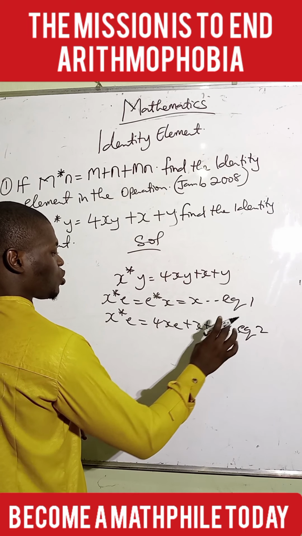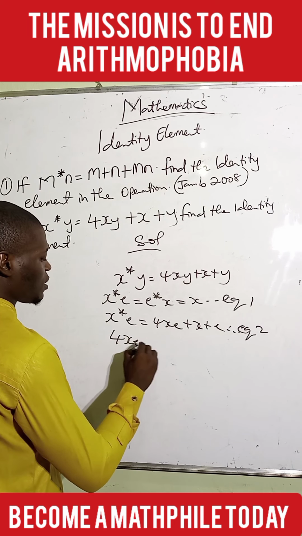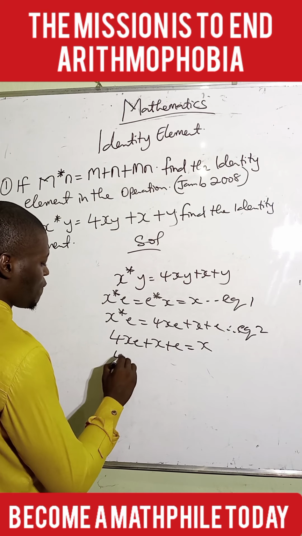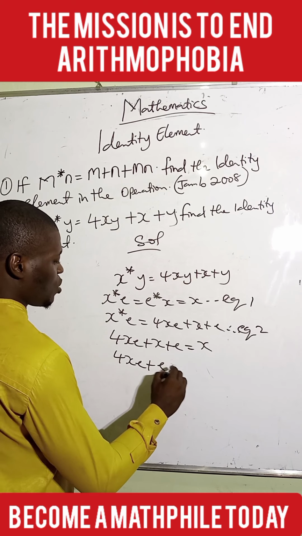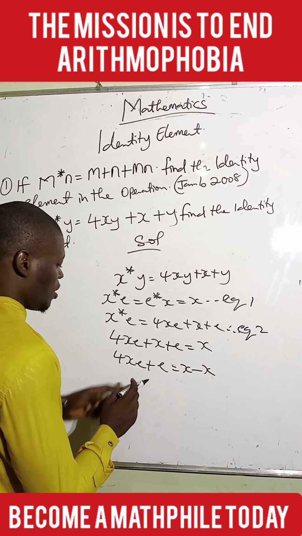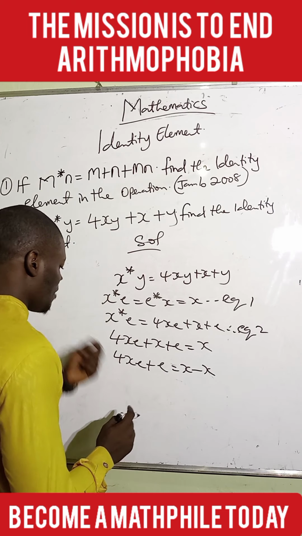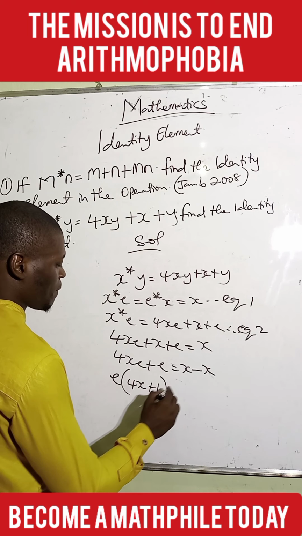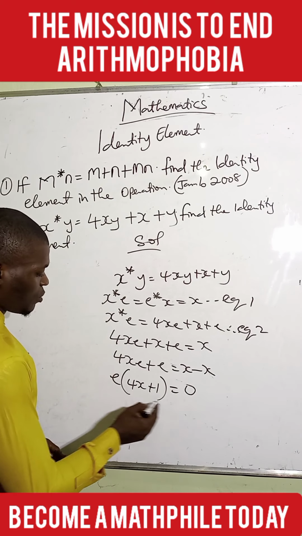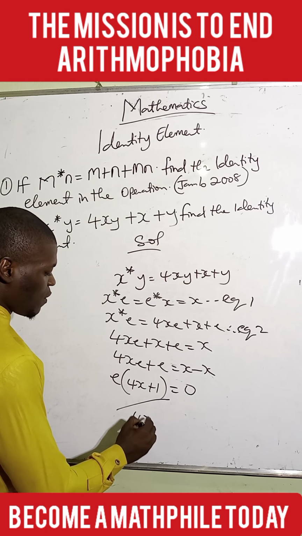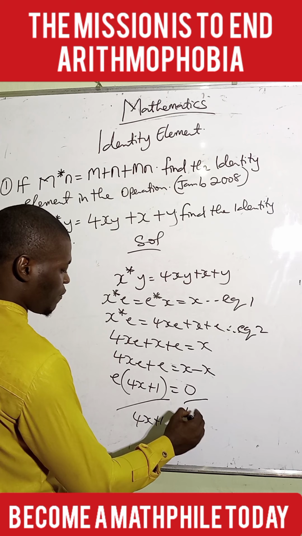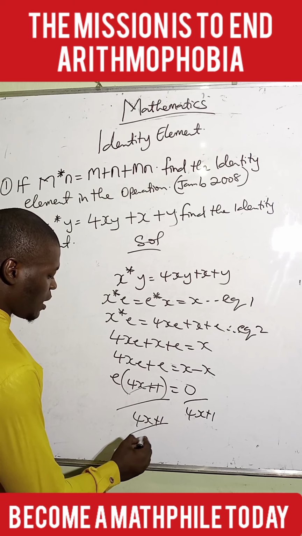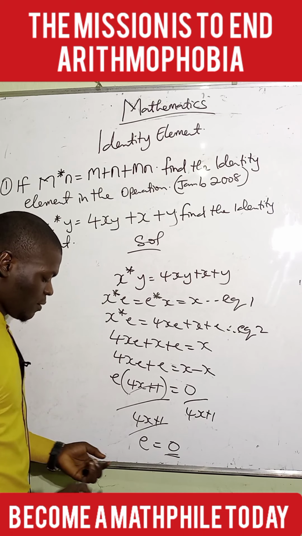We are going to equate equation 2 to 1. We have 4xe plus x plus e equal to x, and we have 4xe plus e equal to x minus x. We are still having this at both sides. That means we are going to factor e out, and we will have e times 4x plus 1 equal to 0. Now, dividing both sides by 4x plus 1, we have 4x plus 1 all over 4x plus 1. At this moment, this will cancel out, and our e will be 0 again.